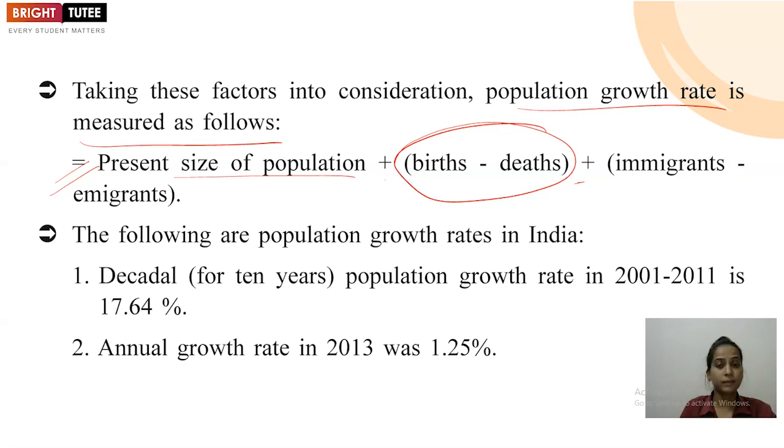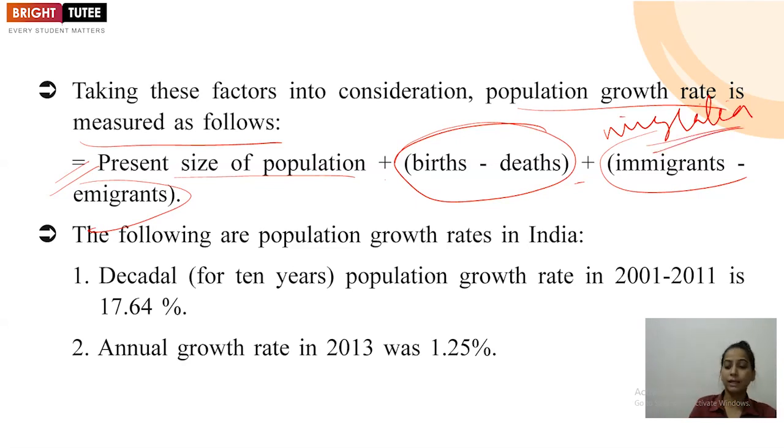Then we have to add the difference between immigrants and emigrants. So that is actually migration, we call it. We have to add on that one also. So in this way we can calculate the population growth rate.